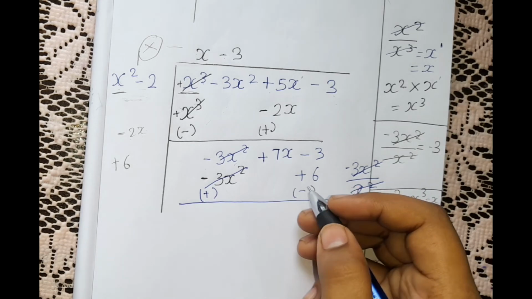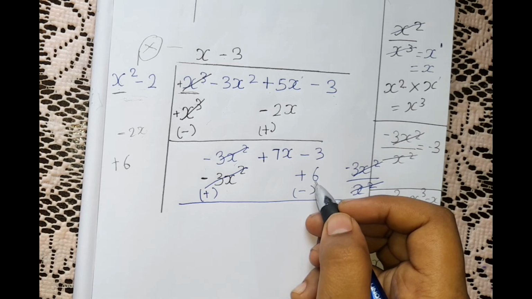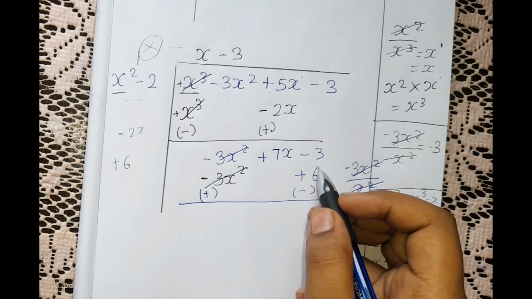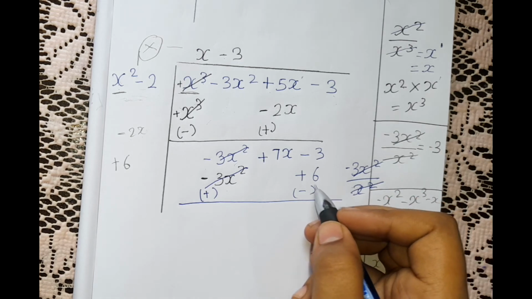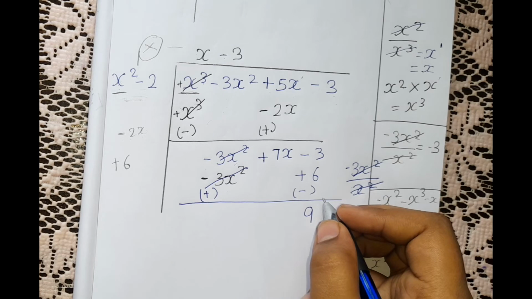And then here when you check it out, here we have minus. So the 6 has a new sign, that is minus. So minus into minus is plus. So we are going to be adding it. So 6 plus 3 is 9. Am I right? So 6 plus 3 is 9.